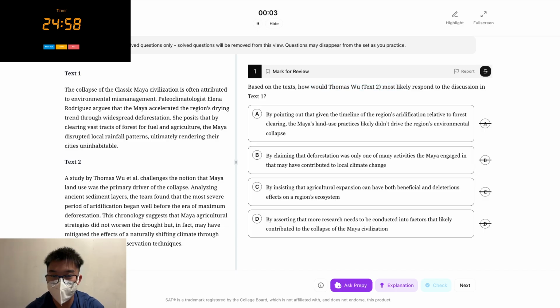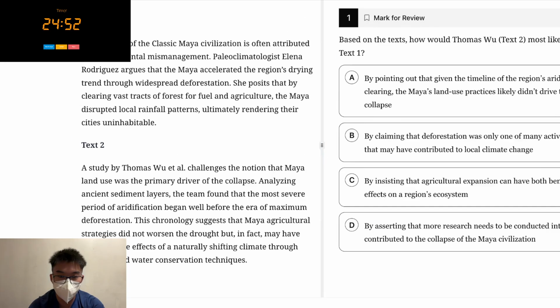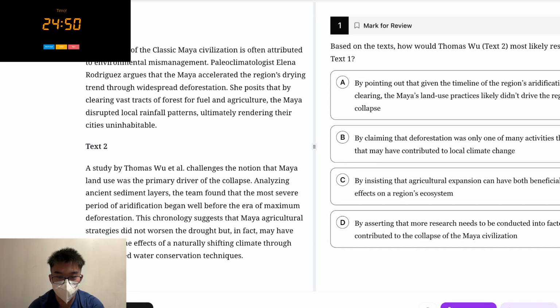Okay, let's do text two response to text one. So text two is talking about this guy. Challenge notion, primarily drought collapse. Okay, it's talking about the drought collapsing. Analyzing the sediment layer, the team found that the most severe period happened in the deforestation, blah blah blah. It talked about the agricultural strategy worsened the drought, but it may migrate. Oh, a shift in climate. This one talked about blah blah blah.